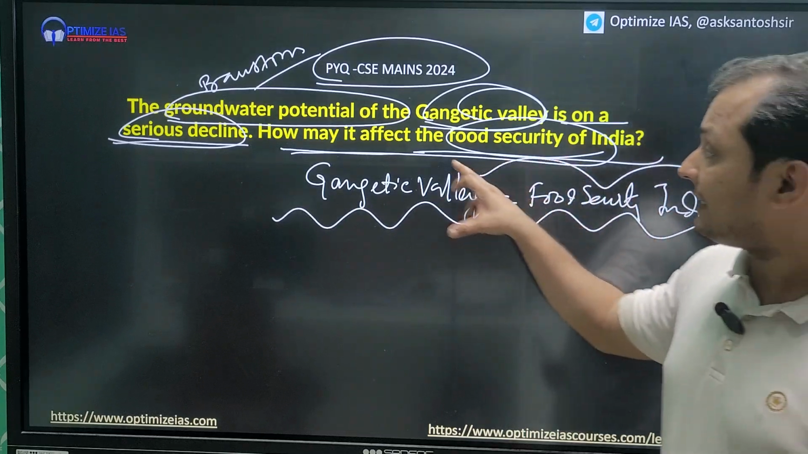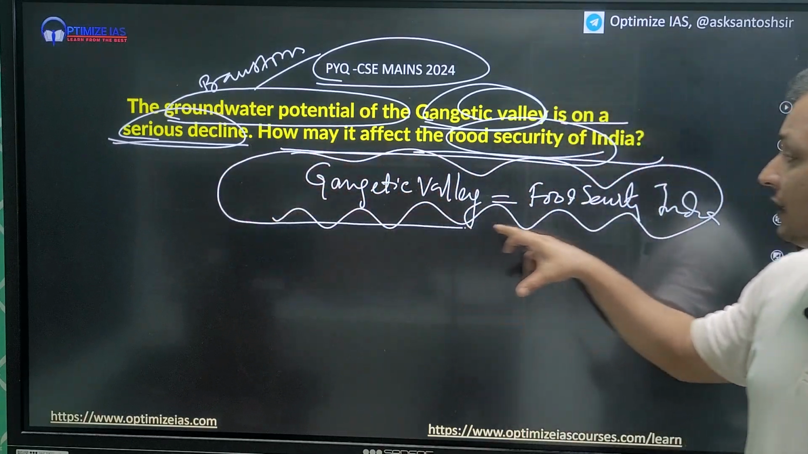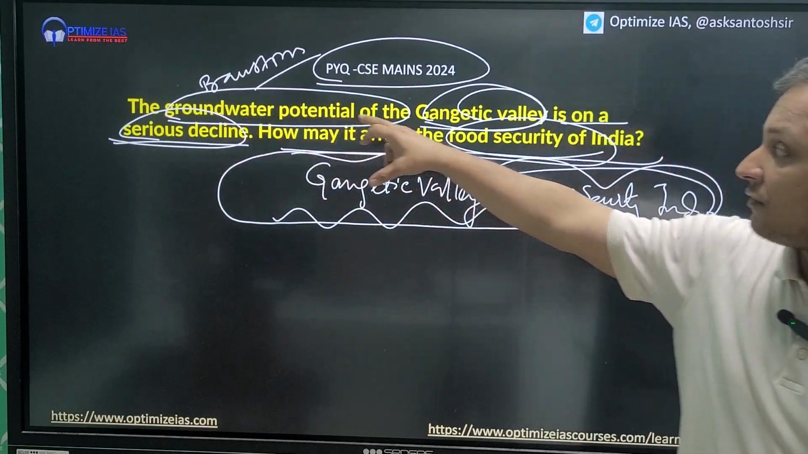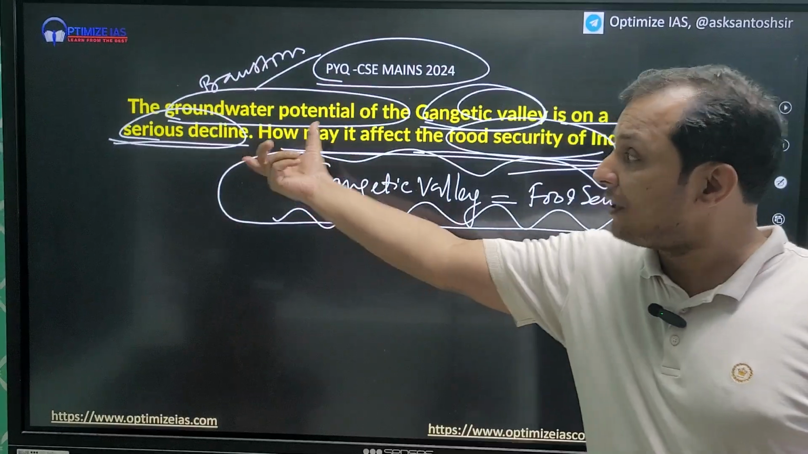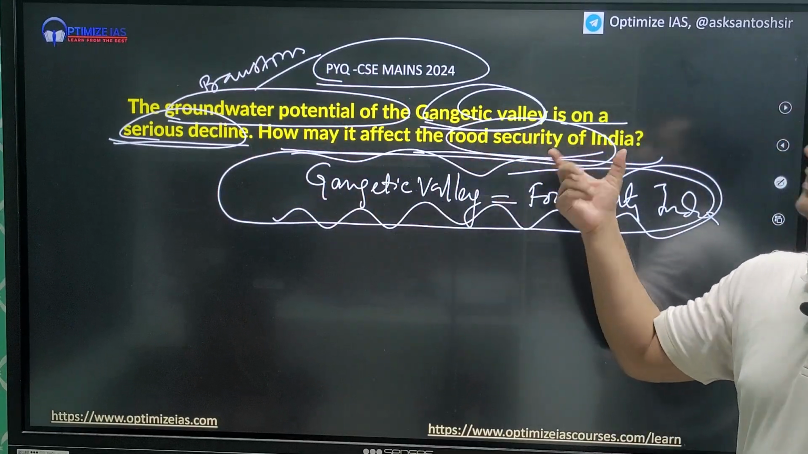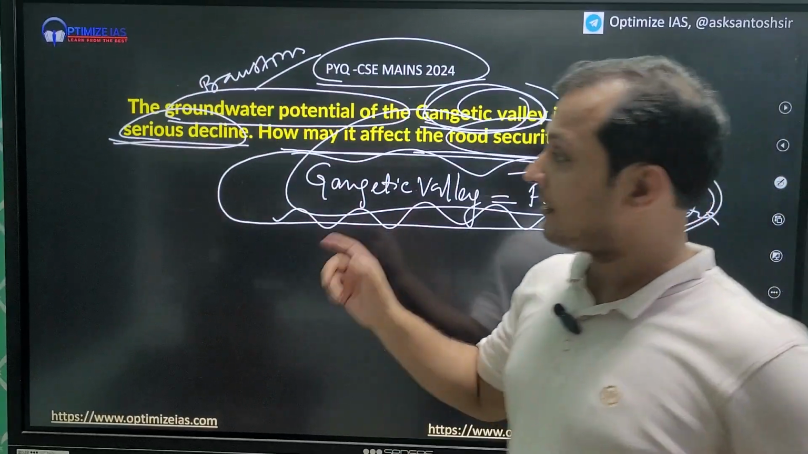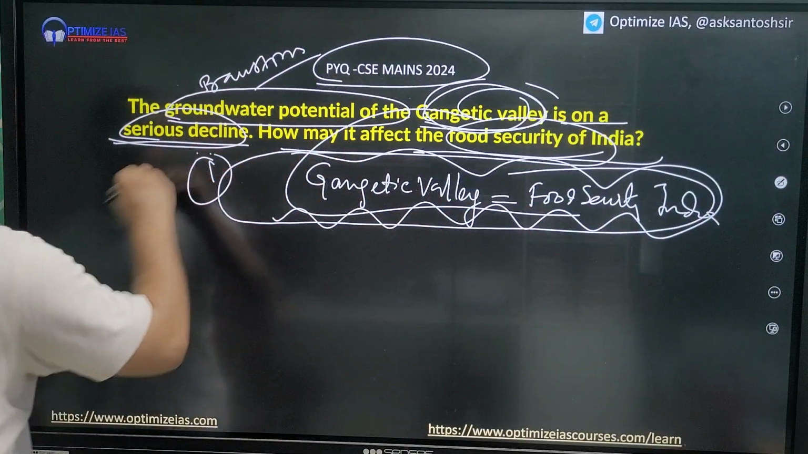that Gangetic Valley is very important for the food security of India, because it says that the groundwater potential of Gangetic Valley is on decline. How it will impact the food security of India? This means what? The Gangetic Valley is very important for the food security of India. That is the first thing you need to keep in mind.